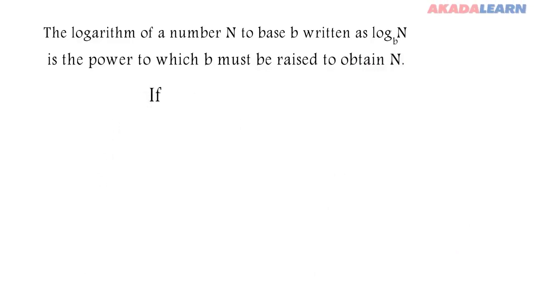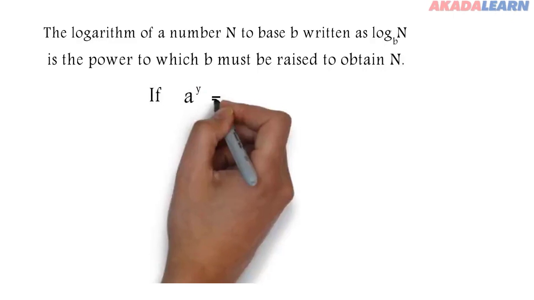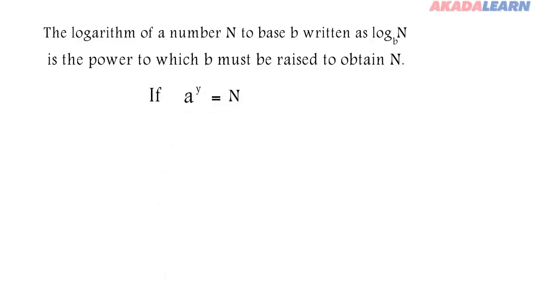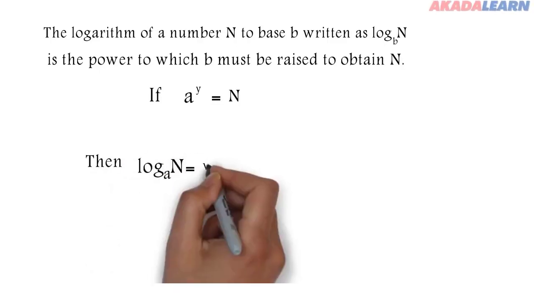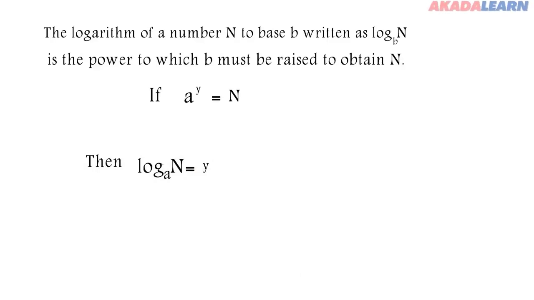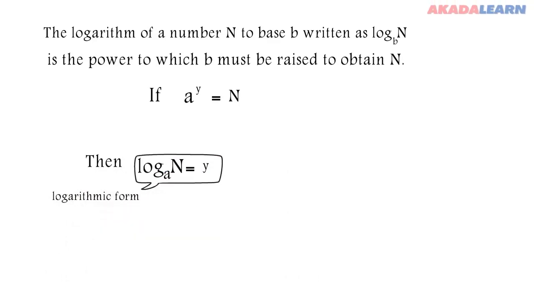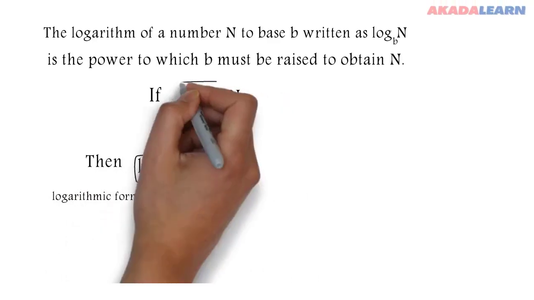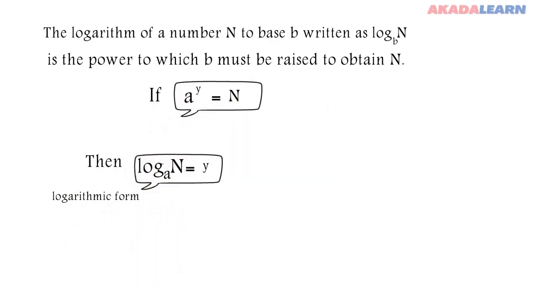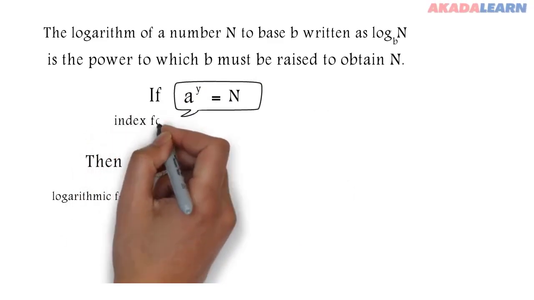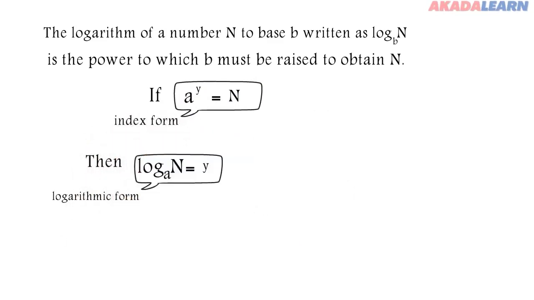So if a raised to the power of y is equal to n, this is index form, we can convert it to logarithm form by saying log n base a is equal to y. So I told you already, this form is the logarithmic form, while the other equation above is the index form. So we can easily convert from logarithm to indices or from indices to logarithm.